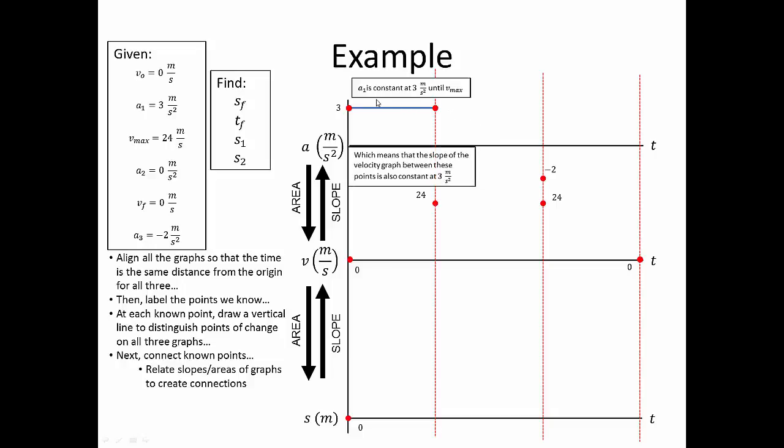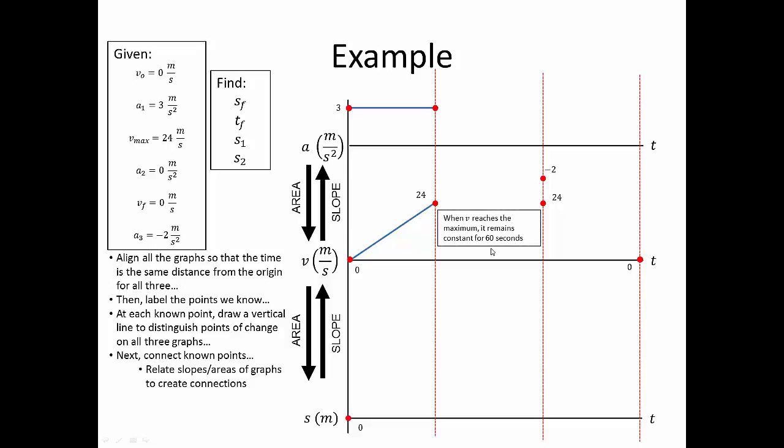Now, if we have a constant acceleration, this means that the slope of the velocity graph between these points is also constant, which must be a constant slope at 3 meters per second squared. So we can go ahead and draw that slope in. When we reach the maximum velocity, it remains constant for 60 seconds. So we have a constant velocity, which means that we can draw a straight horizontal line there connecting those 2 points.